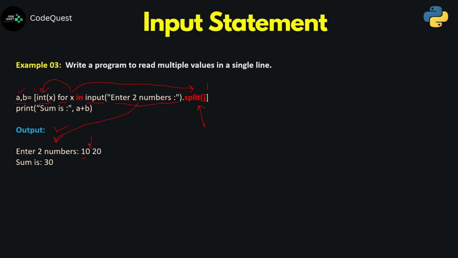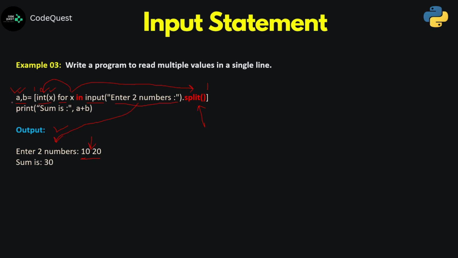This is the default separator. If you want to specify some symbol specifically, accordingly you have to supply the values. Now after these values are supplied, when I press enter here, each of these values which are considered by x have been converted into integer and then stored inside the variable a and b respectively.